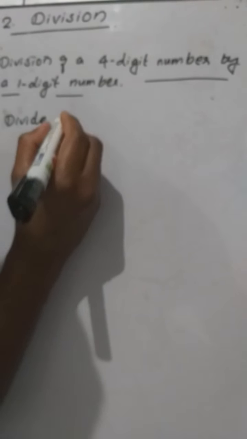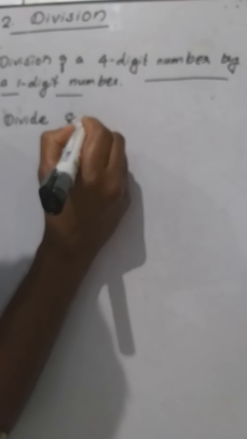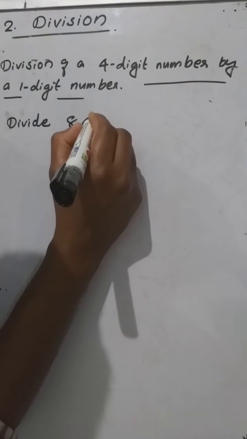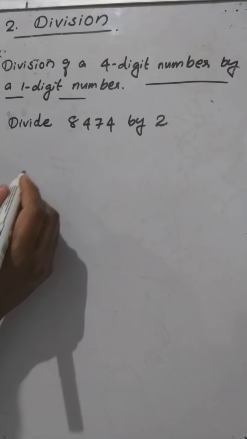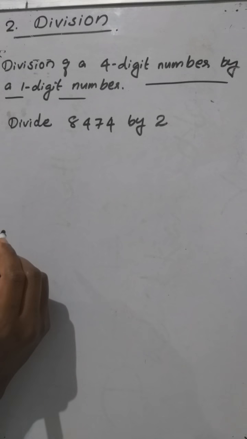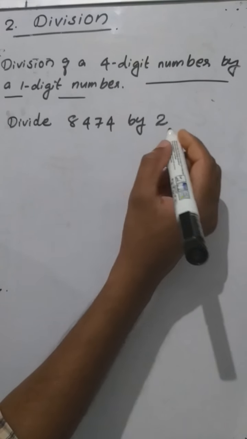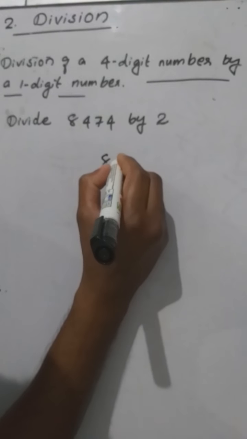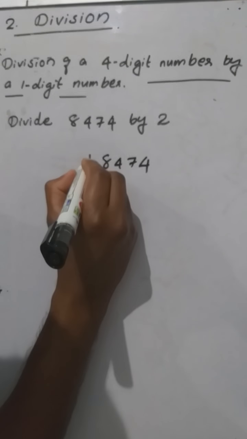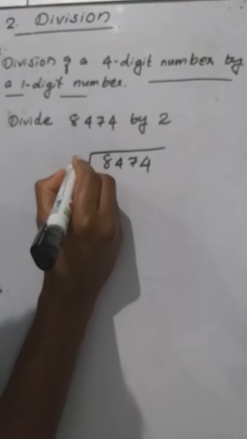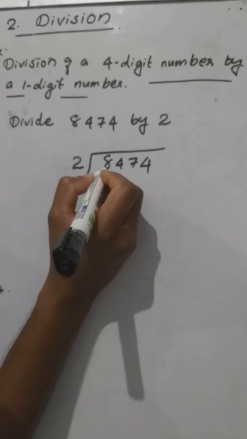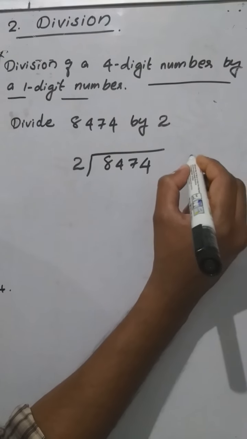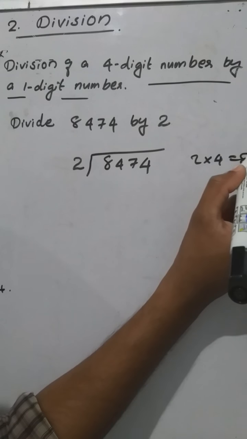Divide 8474 by 2. So 8474 is a 4-digit number and we are going to divide by 2. 8474 divided by 2. The first step, we have to check how many 2's are included in 8. So we know that 2 4's are 8. So we are right here.